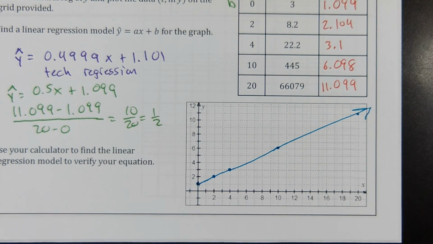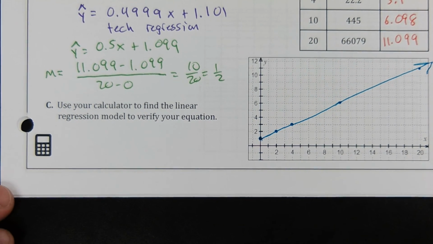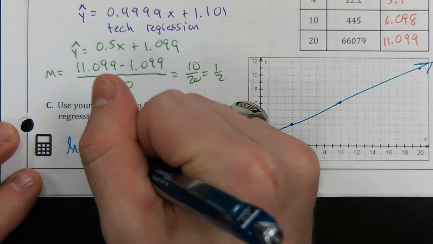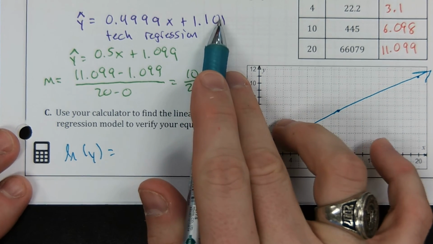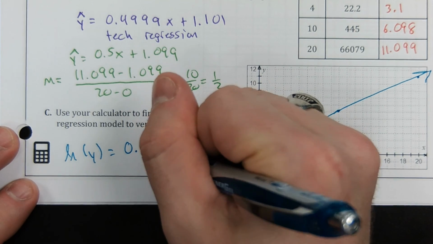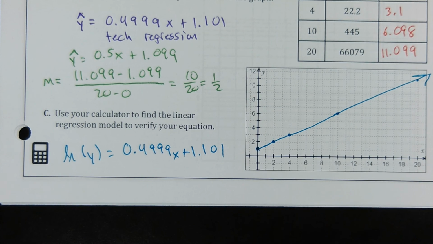Now, in all actuality, the true equation, instead of saying y hat, the true equation that we've built here is the natural log of y equals either the one that the technology gave us or the one that we got by hand. It doesn't really matter which one we choose, but they are both the natural log of y. We good?